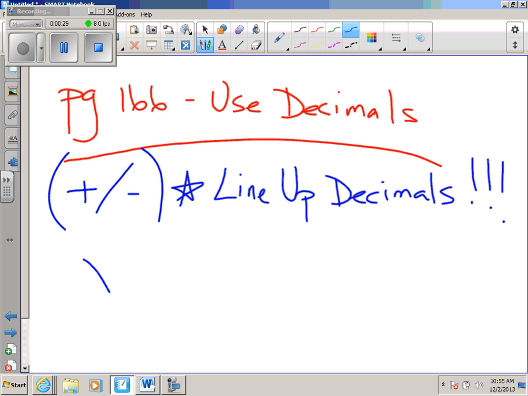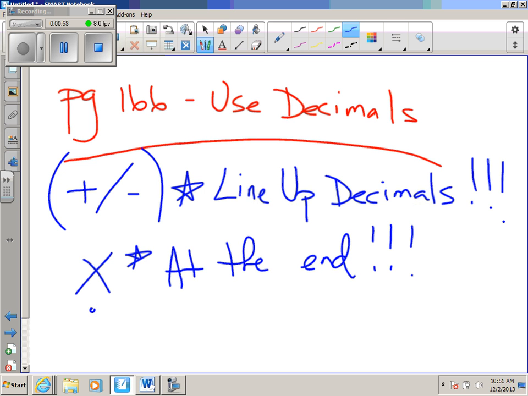When we multiply with decimals, what's the rule? When do we take care of the decimal when we multiply? Alexis? Is that fractions? Just decimals. Use decimals. Yes, not before. At the end.